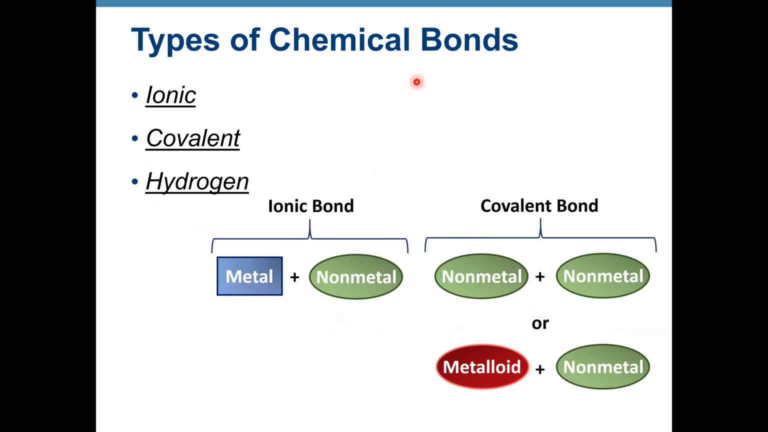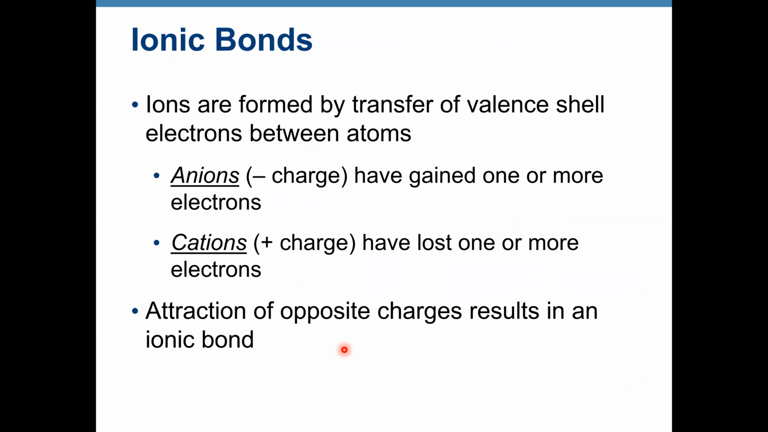Now, types of chemical bonds: ionic, covalent, hydrogen, those are just a few that are important in biology and biochemistry. So ionic bonds are usually between metal and non-metal. Covalent bonds are usually between non-metal and non-metal, or metalloid and non-metal. So ions are formed by transfer of valence shell electrons between atoms.